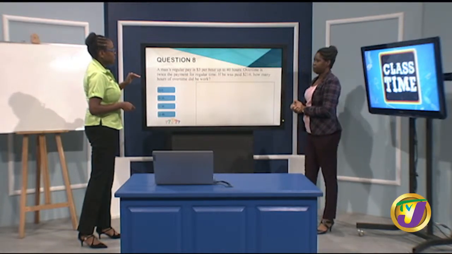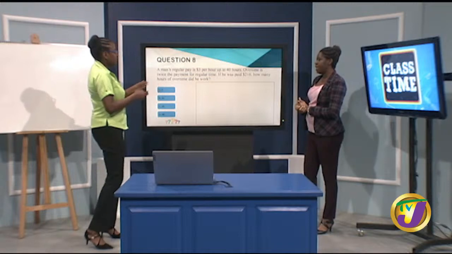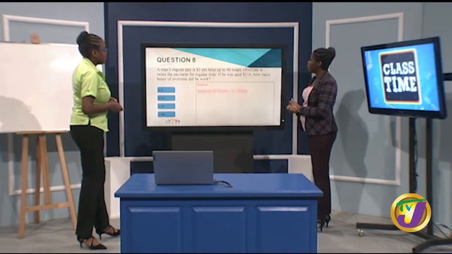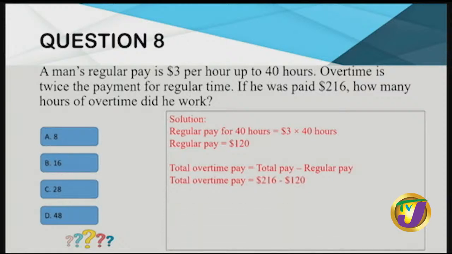The thing about this question is we're told what the overall pay is when you include that overtime. So we want to find out how many hours of overtime the person worked. Here's our solution. Let's first calculate the regular pay: for 40 hours it is $3 multiplied by 40, which is $120. So out of this $216, the first part, the 40 hours, is $120.